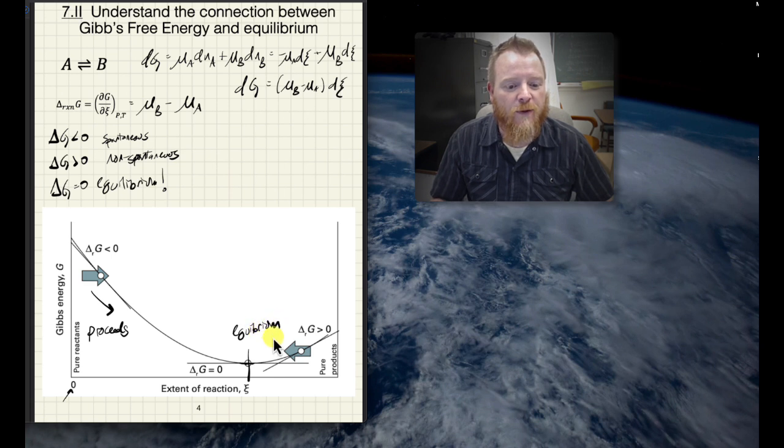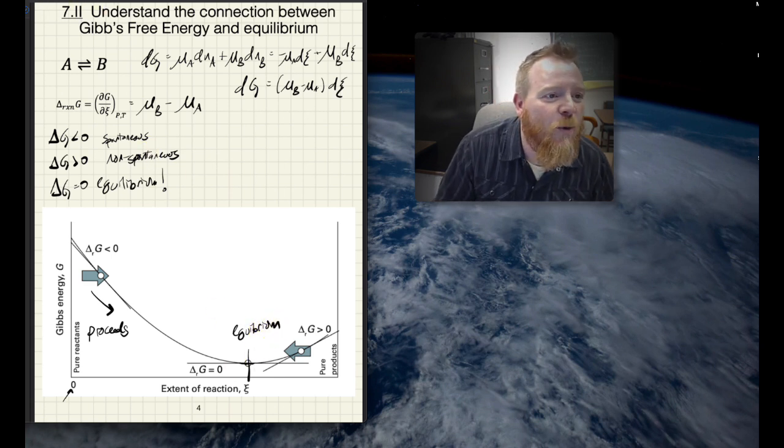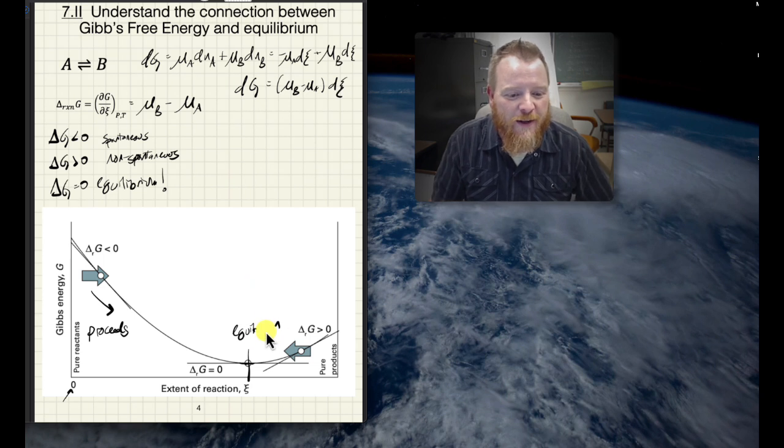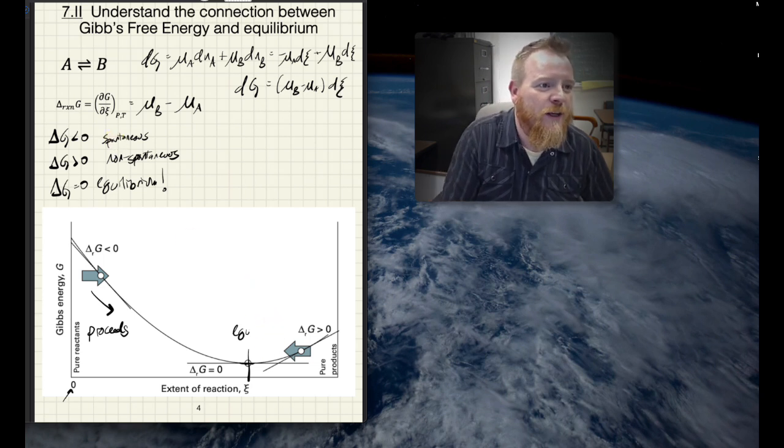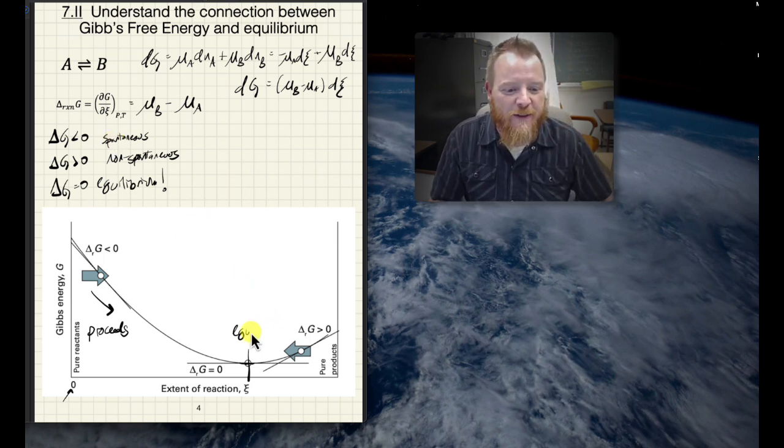equilibrium. That says equilibrium. Let's try that again. Equilibrium. I did not have to take a spelling test to get a PhD in chemistry, thank God.